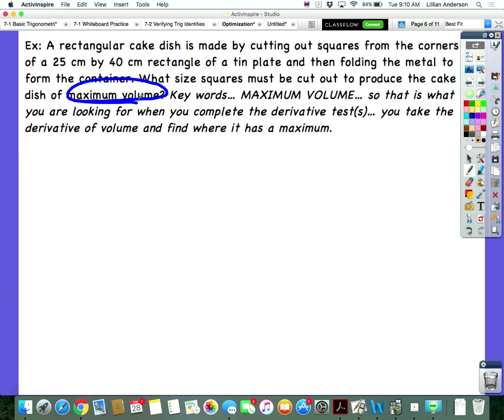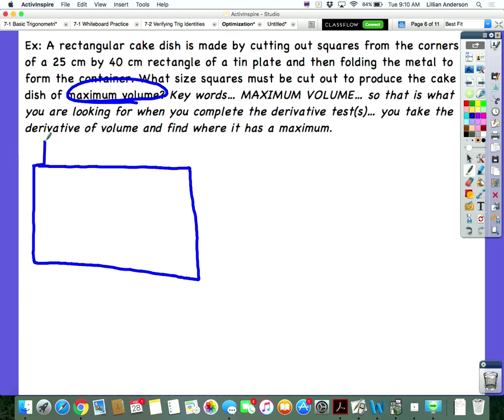Let's draw a diagram. Because right now, does anybody have an idea of what this could potentially look like? If you have no idea what this could potentially look like, when it says you have a rectangle and you're cutting out sides to form a cake dish, okay, so draw a picture. It's being formed from a rectangular cake dish that's 25 centimeters by 40 centimeters. So I need a rectangle. And we're cutting out squares from the corners.